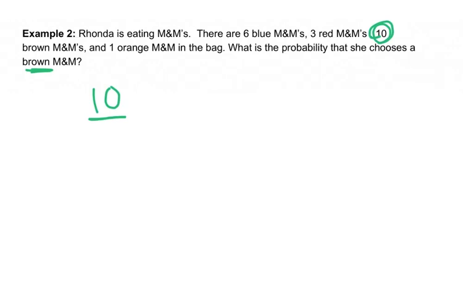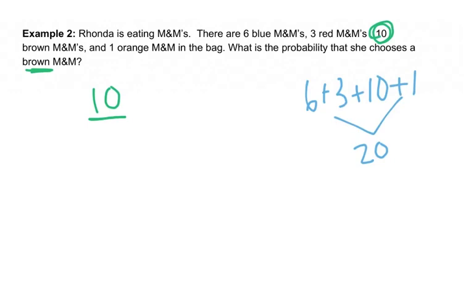Okay, now on the bottom, we need the total amount of M&Ms, and in this problem, it doesn't tell us. So we're going to have to do some extra math. We're going to have to add all these together. So we're going to take 6 plus 3 plus 10 plus 1, and we end up getting 20 when we add all those together. Okay. So that means that 20 is the total amount that's going to go on the bottom of our fraction over here.